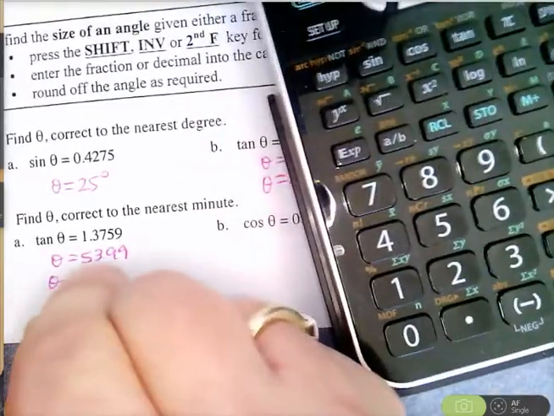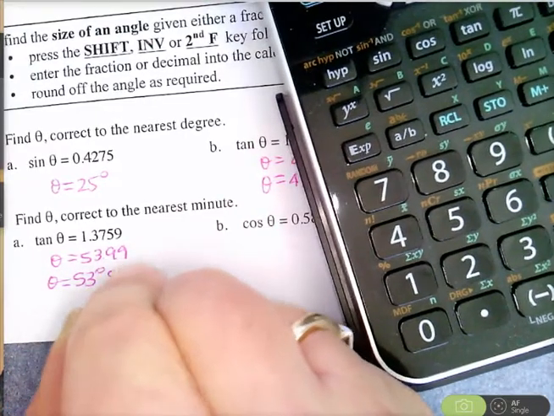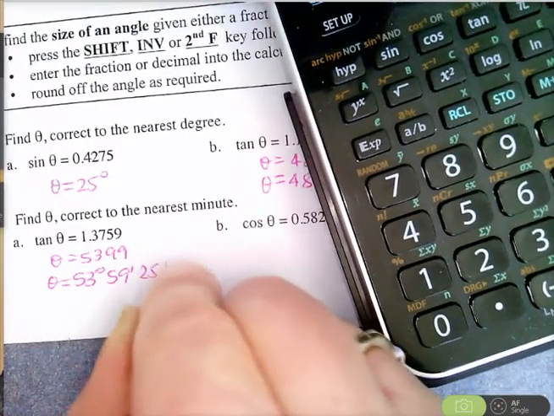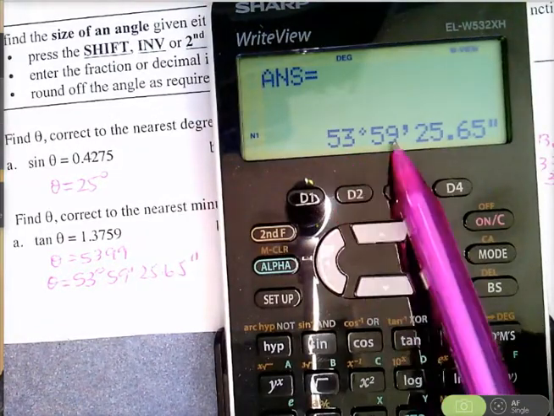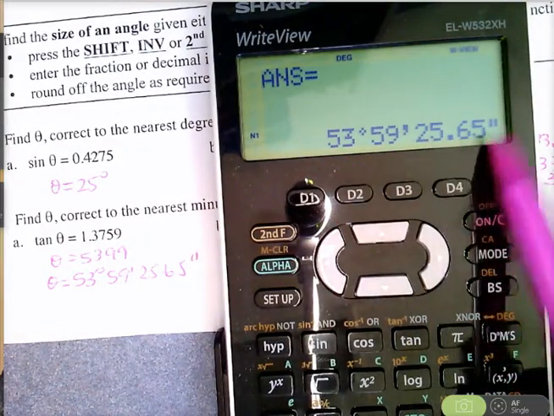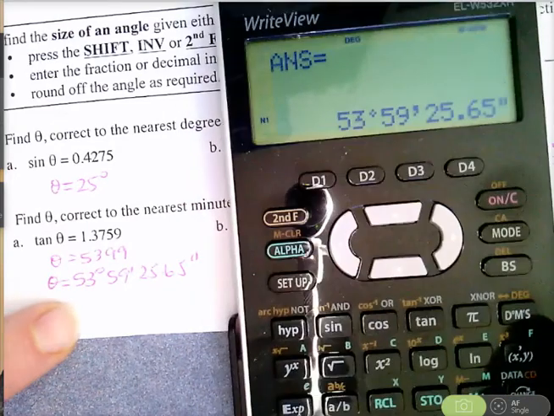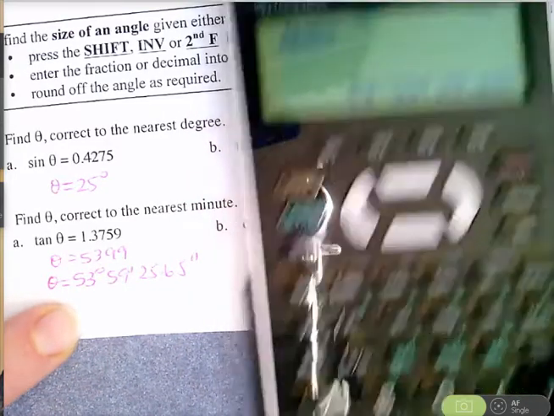So theta is 53 degrees, 59 minutes, 25.65 seconds. That's what we've got. So I want to round to the nearest minute. So let's have a look.